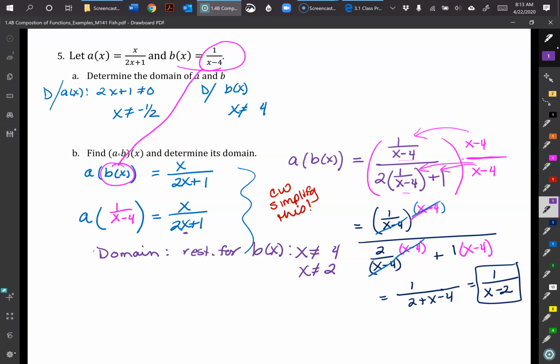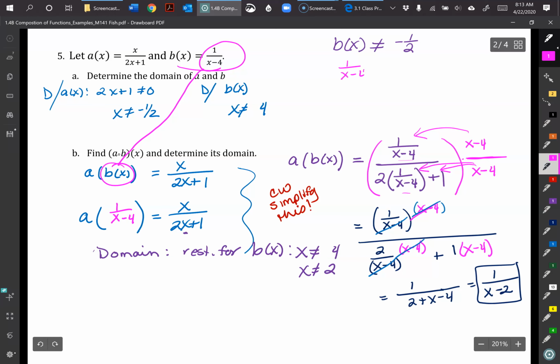The other thing we want to check is if we have a situation where b of x cannot ever equal the restriction for the a of x. So b of x can't equal -1/2. Let's set that equal and see what happens here. So we have 1 over x minus 4, and we don't want that to equal -1/2.